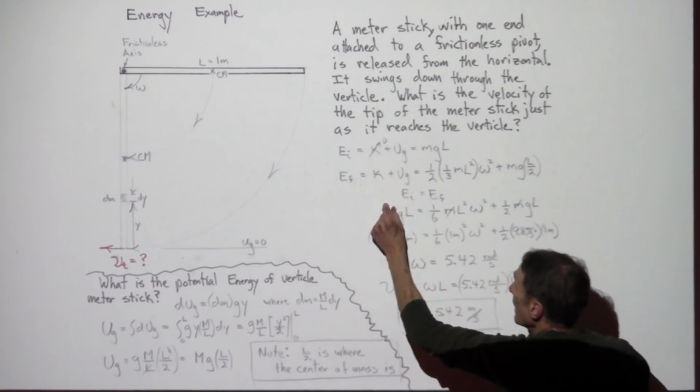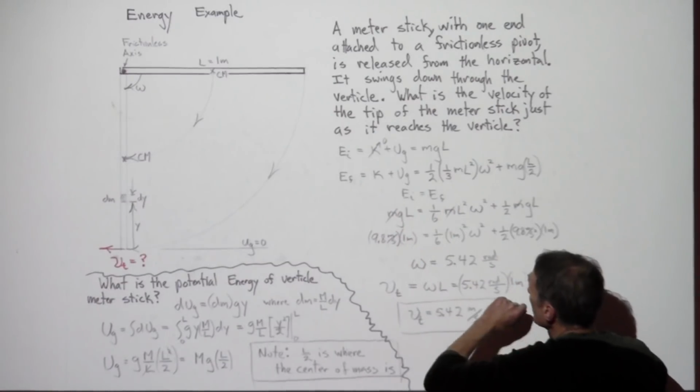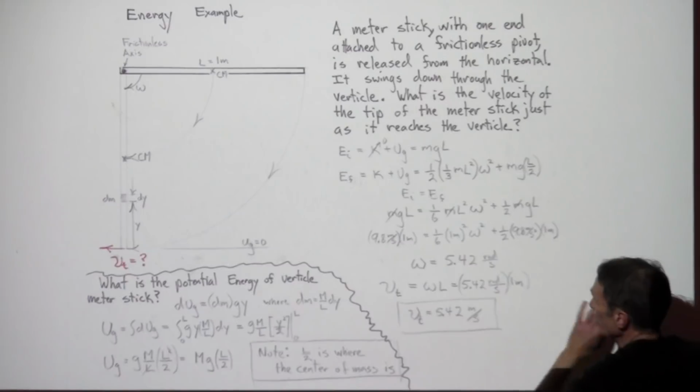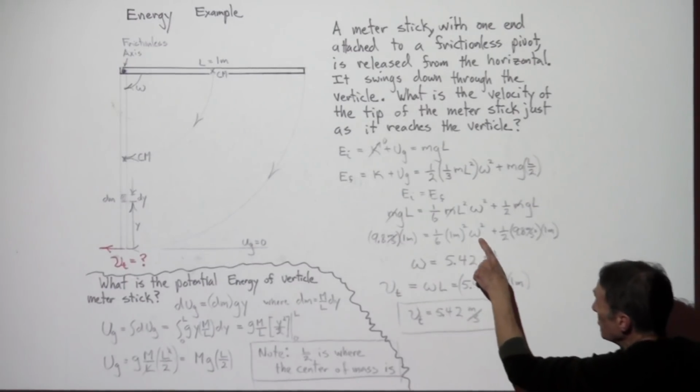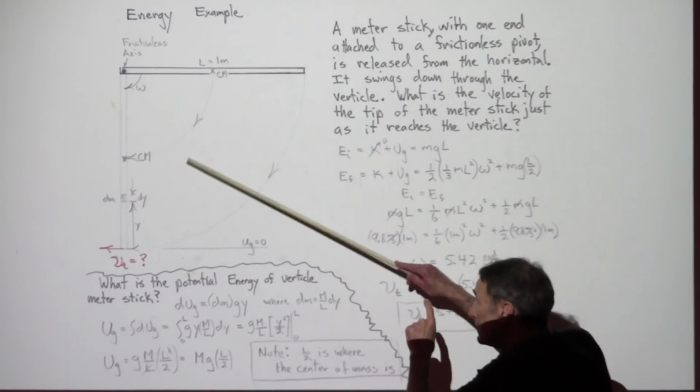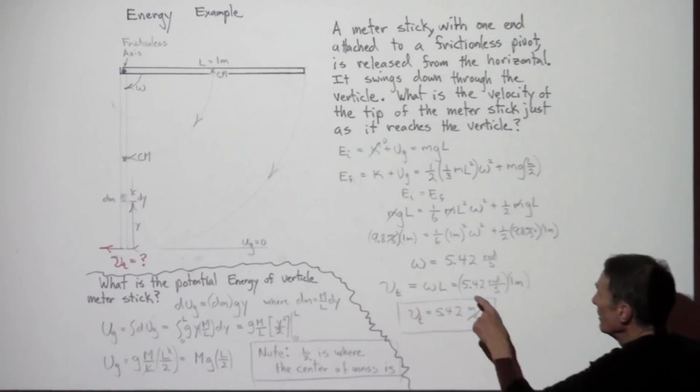Then we can set initial energy equal to final energy. We've got that potential energy, we've got this kinetic energy. You can take a look at the math. We're just missing this omega. That is going to be the angular speed that this is spinning down.